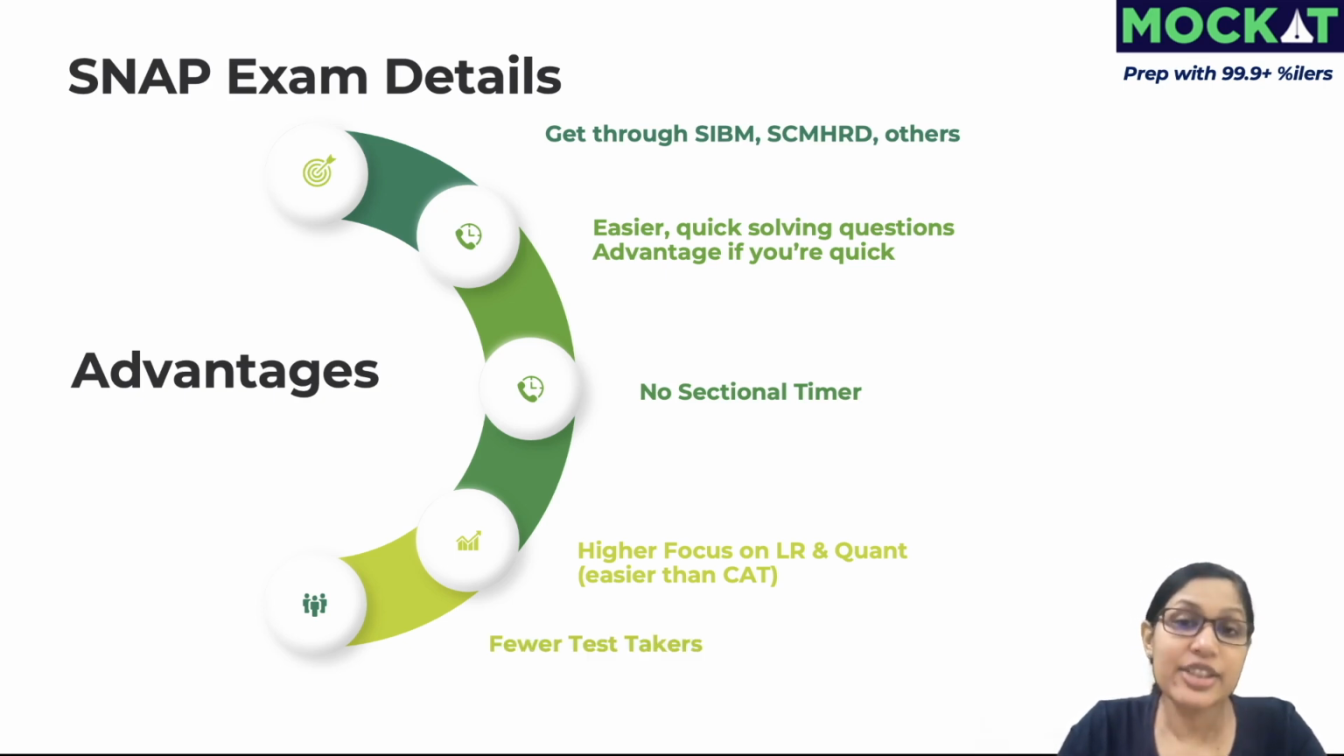And another advantage is fewer test takers, right? So we had 2.88 lakh people that took CAT this year. The number of SNAP takers are usually a lot lower. And anybody who ends up doing well in CAT, they either might not turn up or they might not prepare well for this exam. So again, something which will work out if you put your best foot forward.